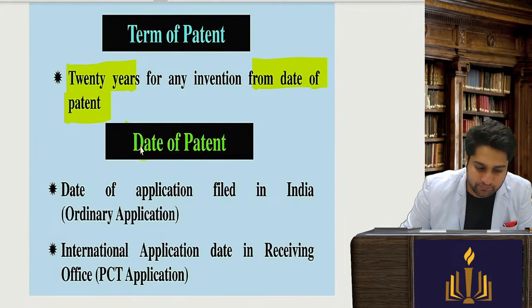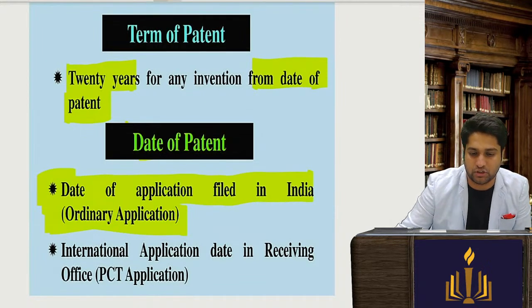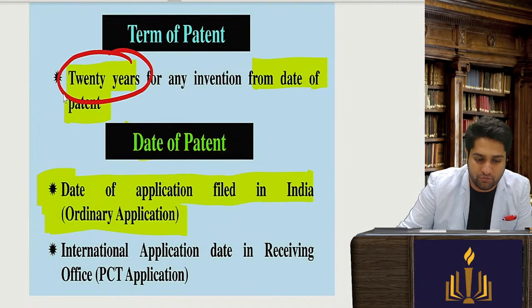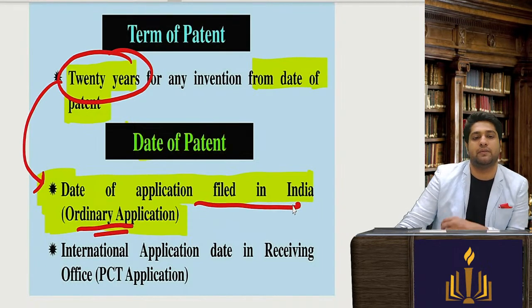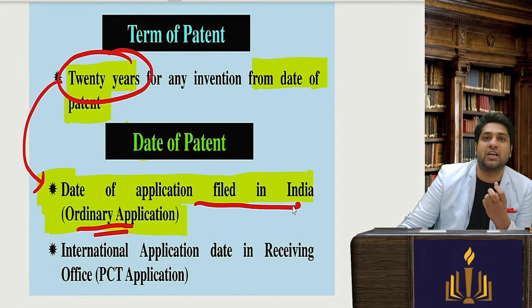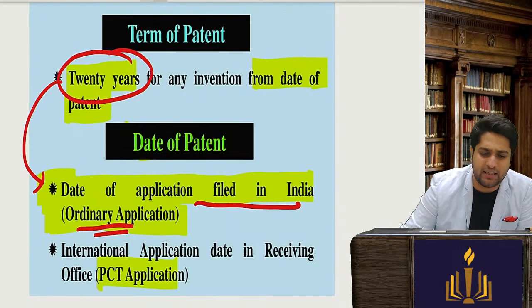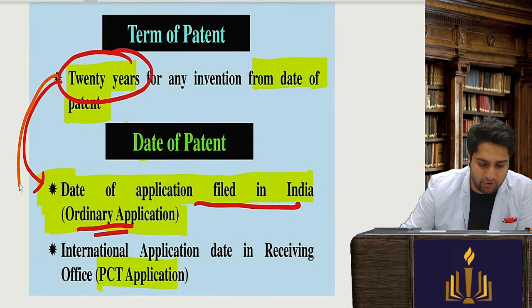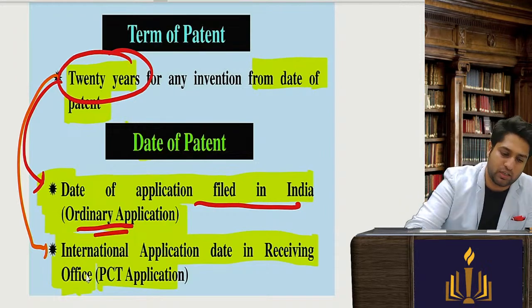Date of the patent: the date of application filed in India, in case of an ordinary application, we saw it is 20 years. But 20 years from when? 20 years in case of an ordinary application filed in India. But what if it is an international patent filed under the Patent Cooperation Treaty? Then again 20 years, but from the international application date in the receiving office.